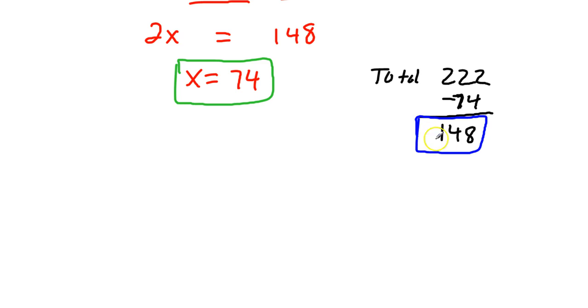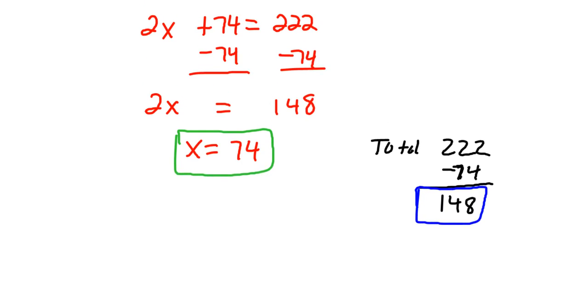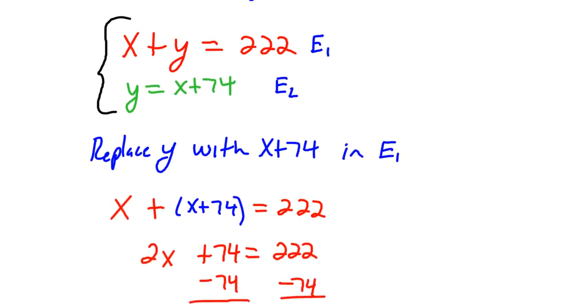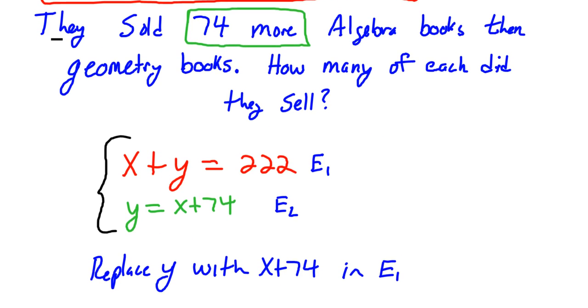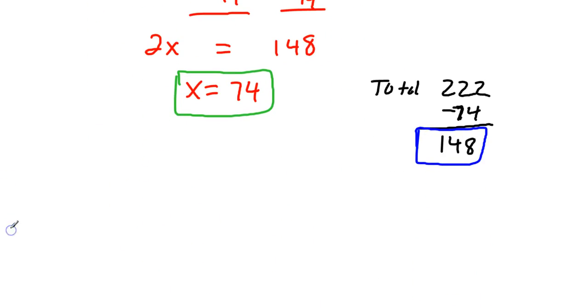So if that's x equals, then this would have to be the y equals. Now you just go back and look at it and figure out which one had the most books. We had 74 more algebra books than geometry books. So the bigger number has to be algebra. And the smaller one would have to be geometry.